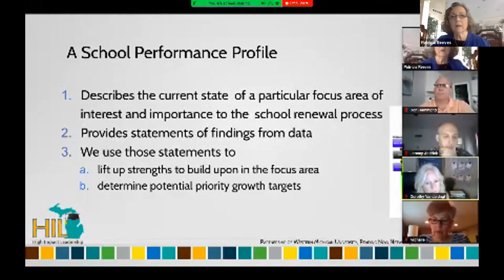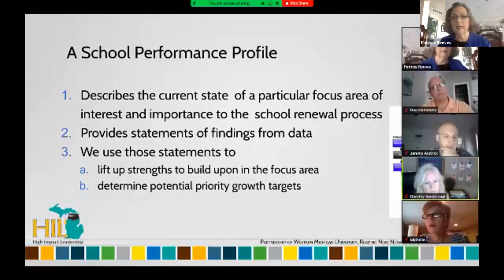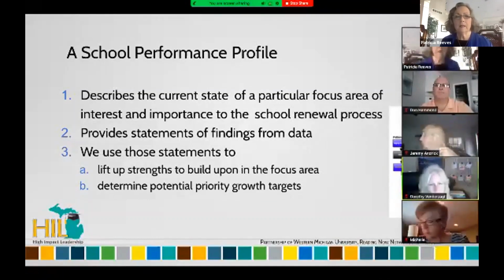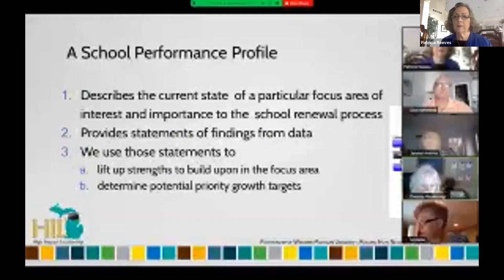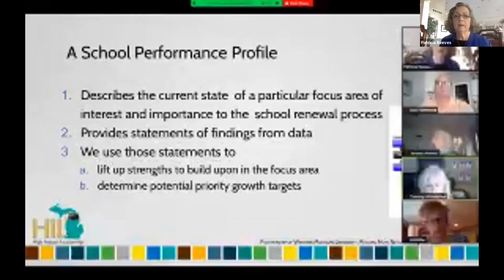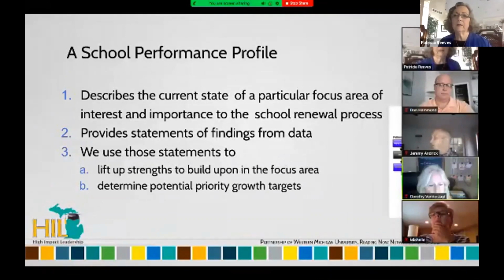So once our school has the ability to name and be committed to a particular focus area, we can come alongside them and help them use this inquiry process we're going to practice today and make better use of the data that's available to them and create findings that are very specific statements about what we've learned as we look into the data through an inquiry process. And what we do with those statements is lift up the strengths that we have to build upon in a particular focus area, and then determine potential priority growth targets.